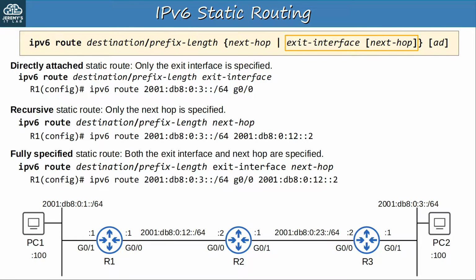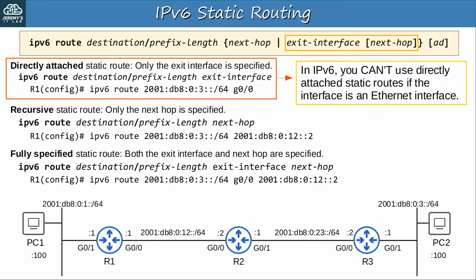Before moving on, I have to point one thing out about directly attached static routes in IPv6. In IPv6, you can't use directly attached static routes if the interface is an Ethernet interface. So, this command I wrote here actually won't work. G0/0, which stands for Gigabit Ethernet 0/0, won't work with this command. Actually, the router will let you enter the command. It will become part of the router's configuration, but the route just won't work. R1 simply won't send the packet. If it was a serial interface, for example, it would work, but not on an Ethernet interface like this. Just be aware of that.